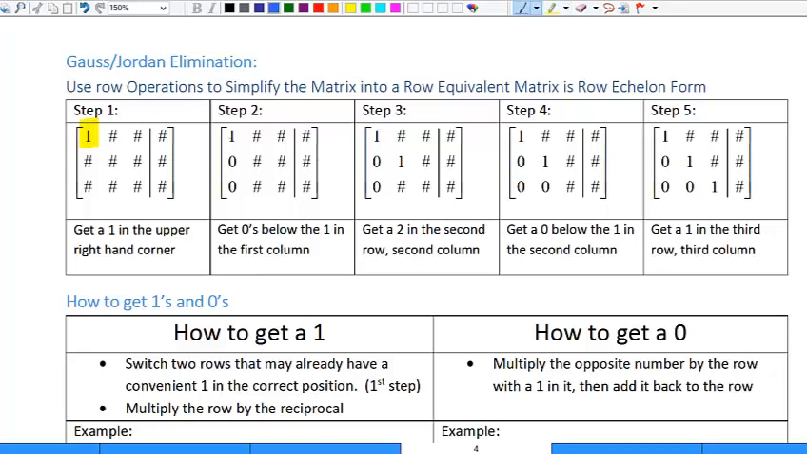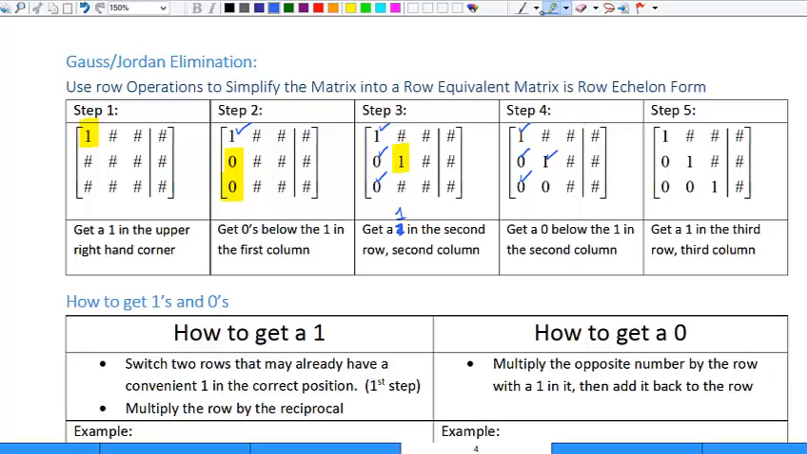Next, you want to keep that 1 there while getting 2 zeros below it. In order to keep the 1 there, you need to follow my instructions about how to get a 0. Don't try to be creative at all. Once you have the 1 and the 0, 0, step 3 says keep the 1 and the 0 there, and also get a 1 in the second row, second column. All right, on step 3, you have the 1, the 0 and 0, you have the 1.